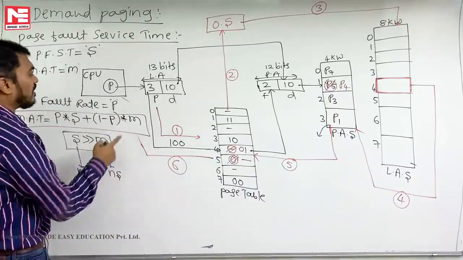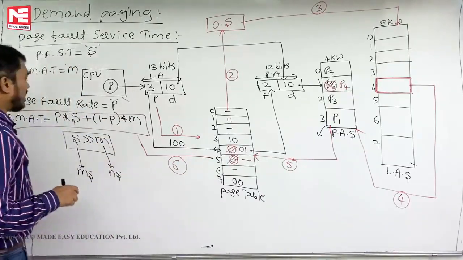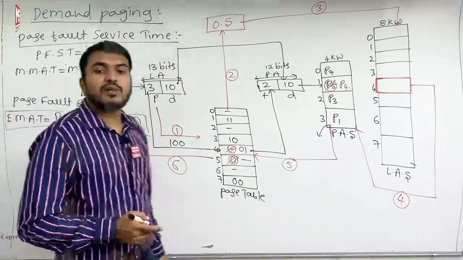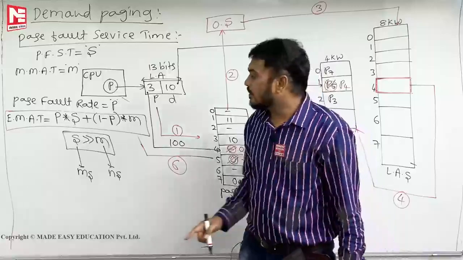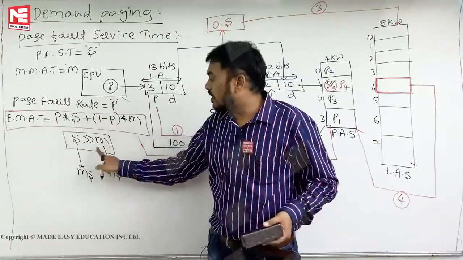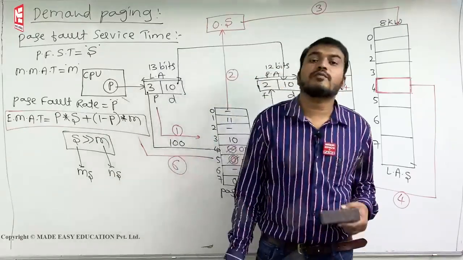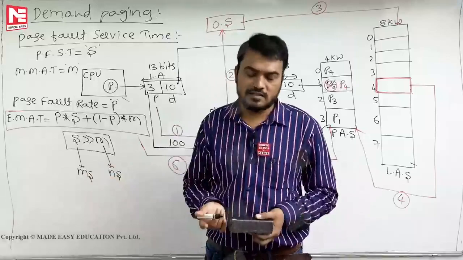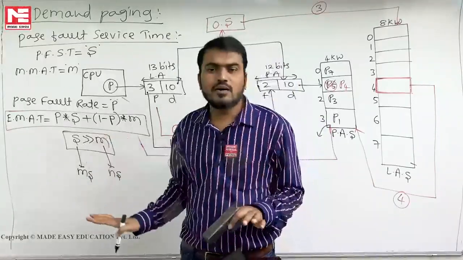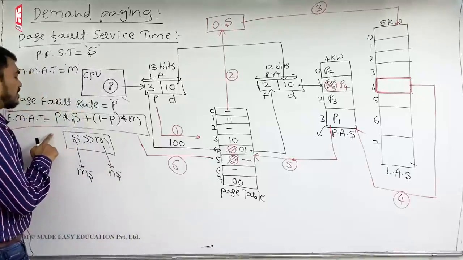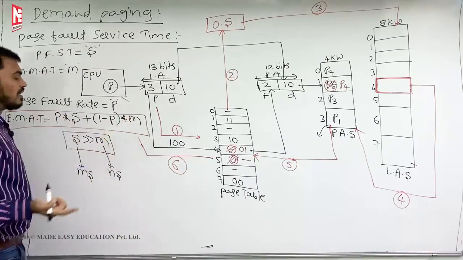Remember, you need to follow the same formula to solve all the GATE questions. One more important reason is that service time will be very, very greater compared to main memory access time. Service time will be in milliseconds, and main memory access time will be in nanoseconds. You can simply ignore that. Simply follow the formula. I am repeating: effective memory access time equals P into S plus (1 minus P) into M.